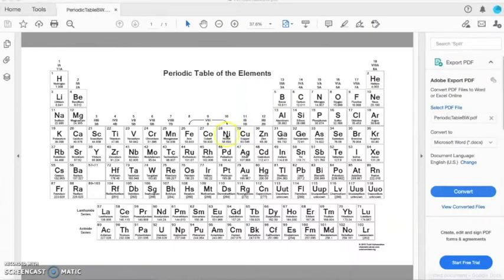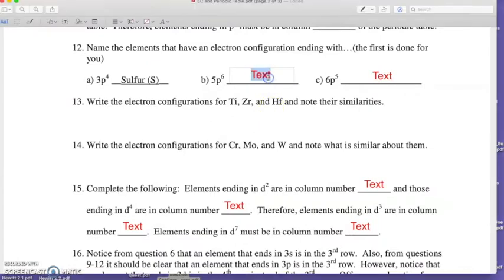5P6. So I count down 5: 1, 2, 3, 4, 5. I go over to the P's and I count 6: 1, 2, 3, 4, 5, 6. 5P6 is xenon. So that would be one of our noble gases, Xe.